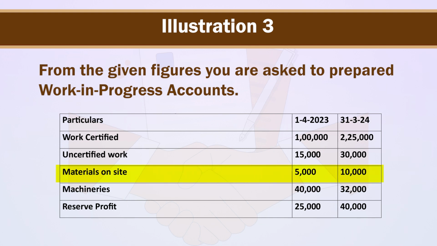Materials on site opening 5,000, closing 10,000. Machineries opening 40,000, closing 32,000. Reserve profit opening 25,000, closing 40,000.